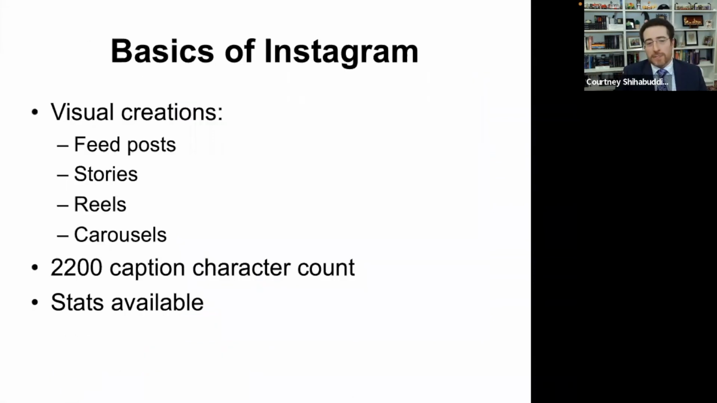So what makes Instagram different from other social media platforms? It is almost purely a visual creation platform. It doesn't only have feed posts similar to other platforms, but also has stories, reels, and carousels. Stories are really the bread and butter, so to speak, of Instagram. And that is where most people gravitate to. In fact, when discussing social media strategies with a consultant, they will recommend that you share your posts as stories, not just as posts, in order to capture more audience.